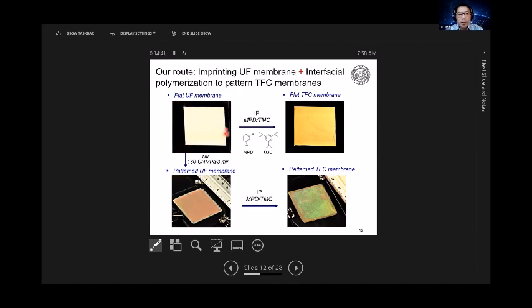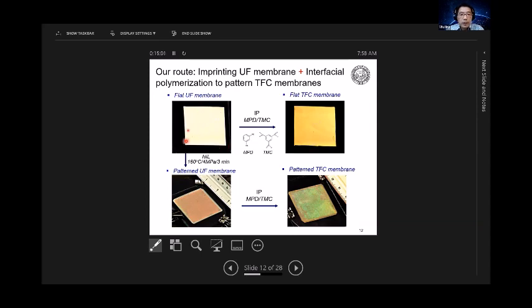So this is one of the polyethersulfone membranes that we used, as described so far. If you directly grow an interfacial polymerization layer, that will essentially be the membrane you're looking at, using conventional MPD and TMC chemistry, right? It's a little bit of yellowish color, as you often see.